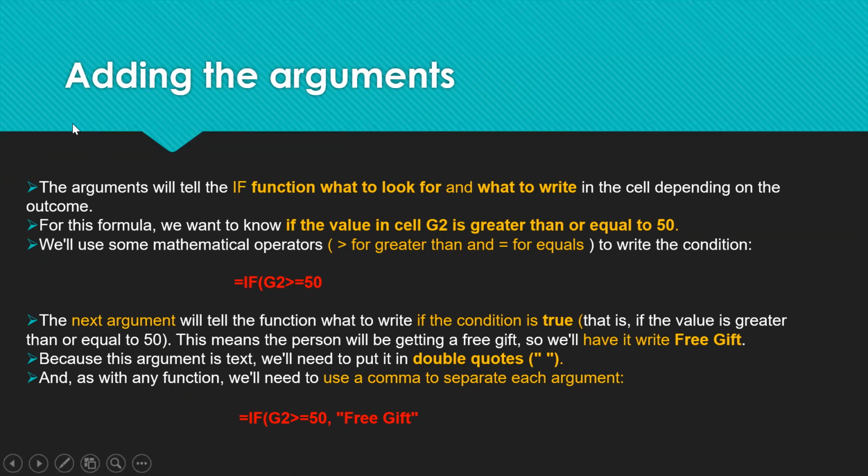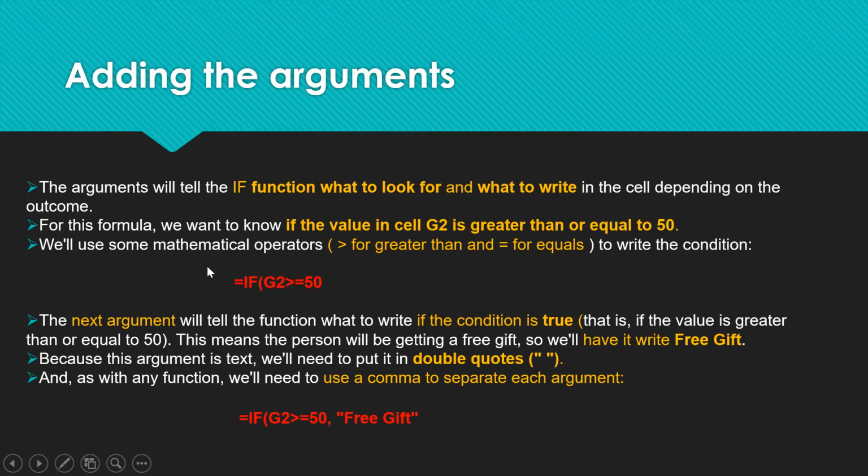The arguments will tell the function what to look for and what to write in the cell depending on the outcome. For this formula, we want to know if the cell G2 is greater than or equal to 50. So this is how we arrive at this formula. The cell G2 is greater than or equal to 50. So G2 is the cell reference where the donation amount is present.